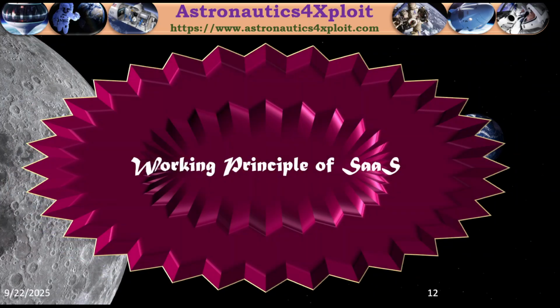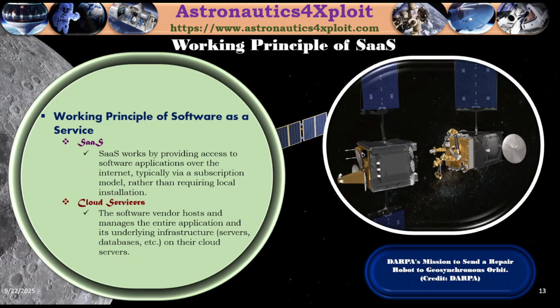Working principle of SaaS. Software as a service works by providing access to software applications over the internet, typically via a subscription model, rather than requiring local installation. Cloud services. The software vendor hosts and manages the entire application and its underlying infrastructure, such as servers, databases, and a host of others on their cloud servers. The picture here illustrates DARPA's mission to send a repair robot to geosynchronous orbit.